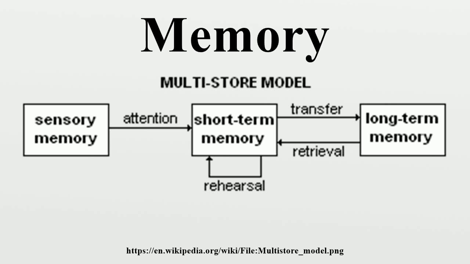The multi-store model has been criticized for being too simplistic. For instance, long-term memory is believed to be actually made up of multiple subcomponents, such as episodic and procedural memory. It also proposes that rehearsal is the only mechanism by which information eventually reaches long-term storage. But evidence shows us capable of remembering things without rehearsal.